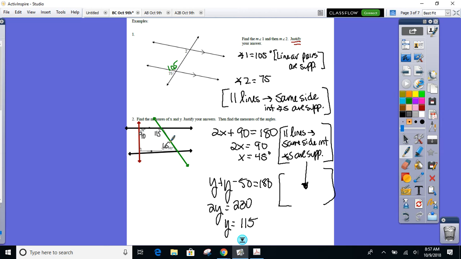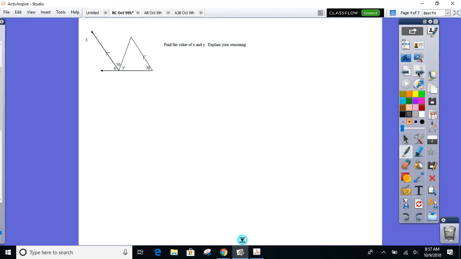How do we feel about this? We're going to do one more together, then I'm going to let you do a couple in your groups. We feel all right? Okay. Let's see what we feel about this one. Ooh, all right. I see the parallel lines. Got to find x and y.